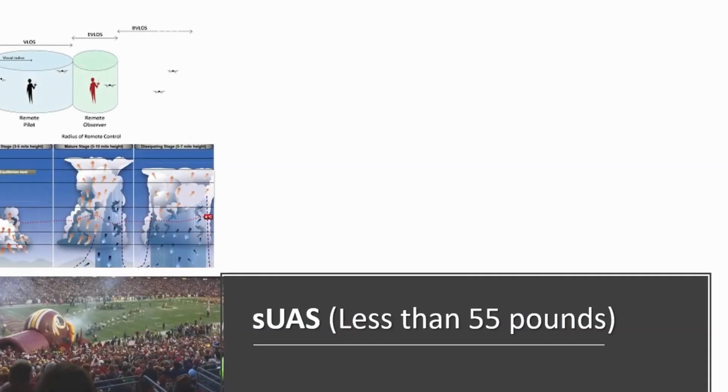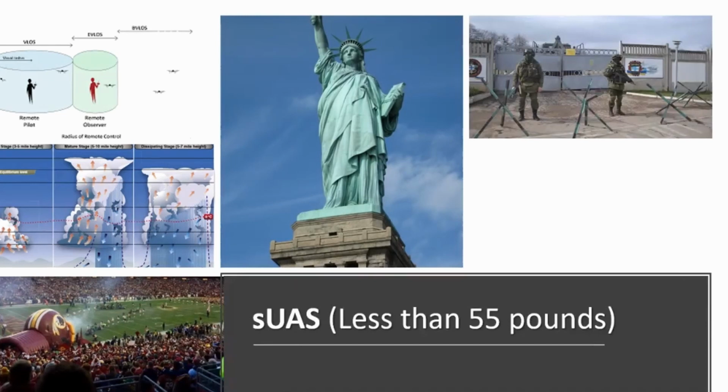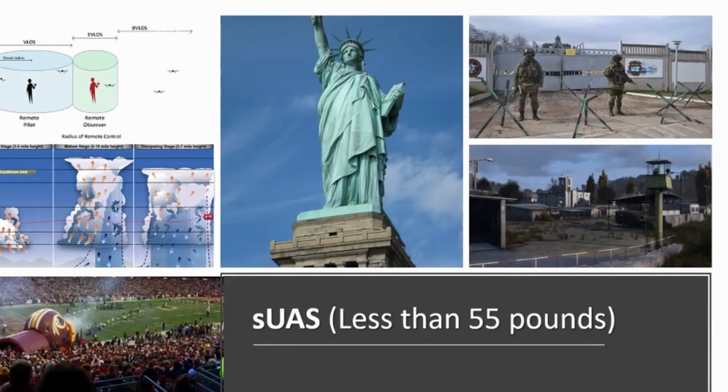Again, drones, UAS or SUAS, less than 55 pounds. And here's where we get to one last piece of terminology. Up here on the left, you see VLOS, that's visual line of sight, where you're required to keep your drone within visual line of sight.